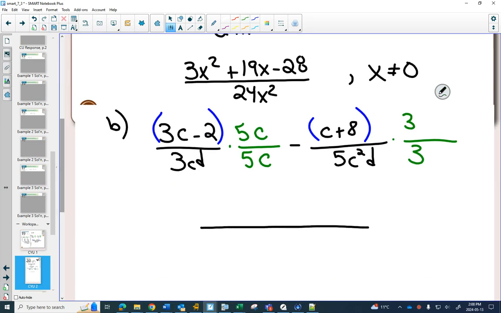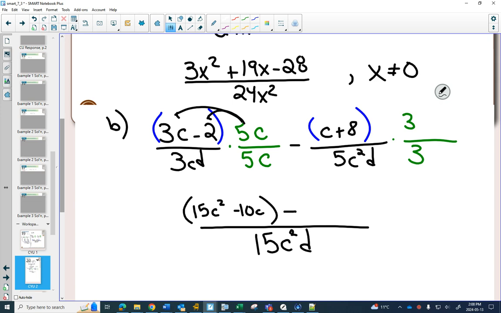Now a technique that I did in the first one is really important for the second one. So the technique I did in the first one, I don't know if you noticed, I wrote my common denominator, so I'm going to do the same thing here. Then I simplified my first one, but I kept it in brackets just to hold it together. And I said, this will be 15c squared minus 10c. Then I'm subtracting, and then I put my second one in brackets as well. I'm going to distribute that 3. That'll give me 3c plus 24.